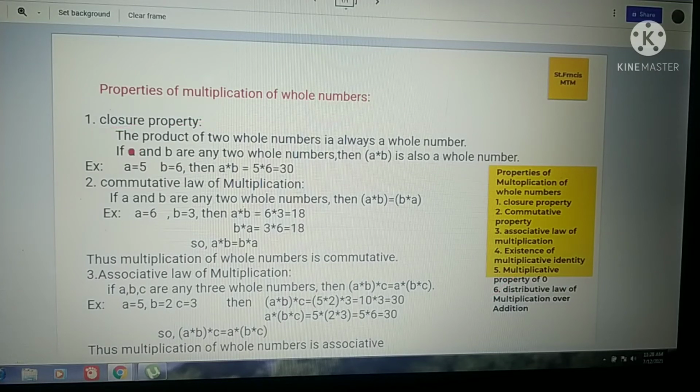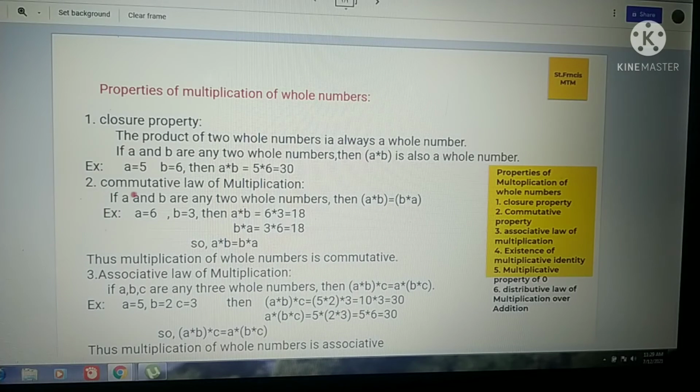So what we have learned in addition: if you take any two whole numbers, the sum of the two whole numbers is also again a whole number. The same thing here. If you take any two whole numbers and we do the product of the two whole numbers, the product whatever you get is again a whole number. See here, I have taken for example a equal to 5, b equal to 6. I am doing the multiplication of a into b, so 5 into 6 equal to 30. 30 is also a whole number. That's what. If you take any two whole numbers, the product of those two whole numbers is again a whole number. That is the closure property.